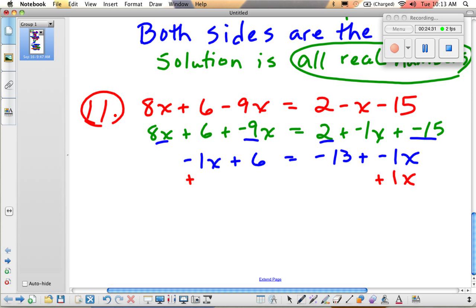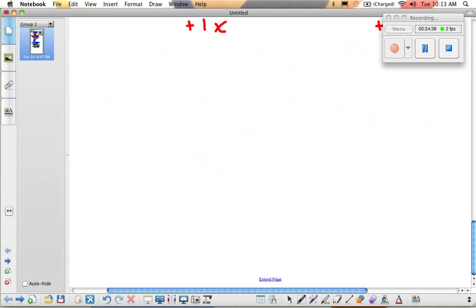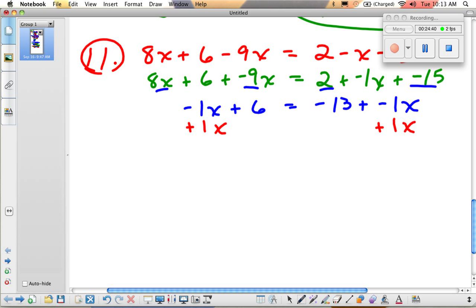Thinking I better get x's off of one side or the other, right? Huh. The x's cancel out over here and I have 6 left. Oh, the x's cancel out on the other side. I got negative 13 left. Hello? There's no solution.